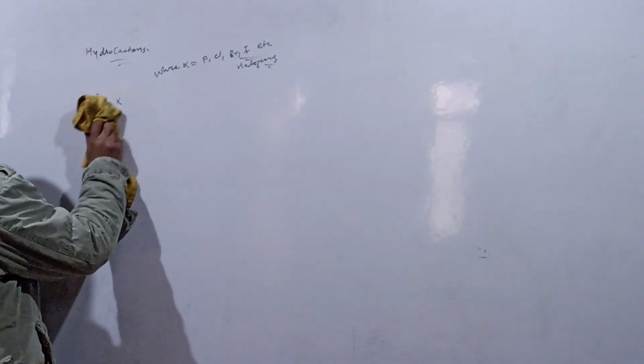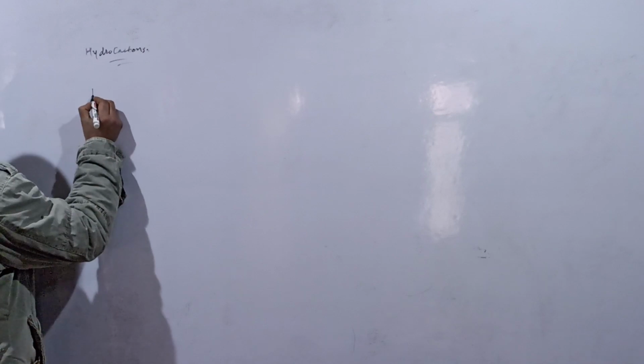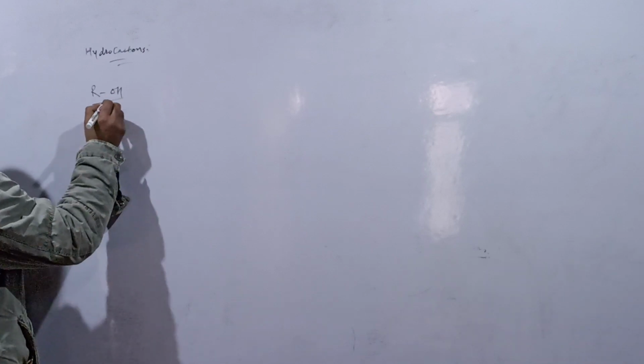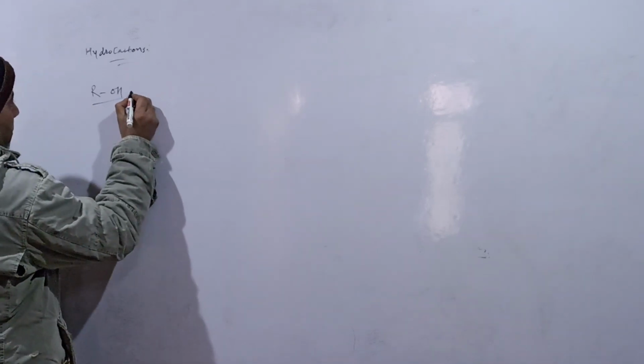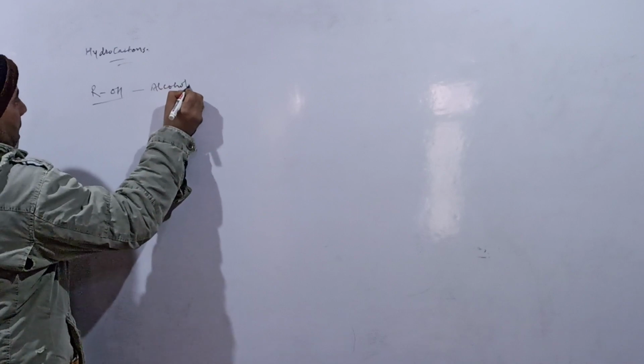Now we have to proceed further like this, such as we will add R single bond with the OH group of atoms, and it will become another representation, for alcohols.